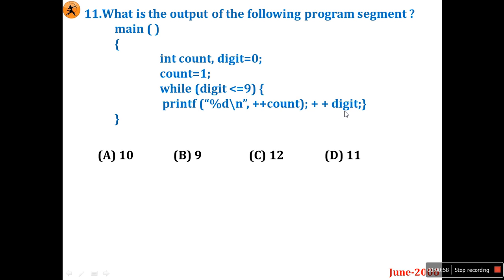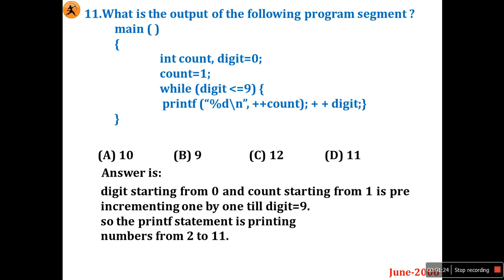Now plus digit. What is your digit? Initially 0, now digit is 1. So go back. This runs from 0 to 9, that means 10 times, but count started with 1 and is pre-incremented, so 2 to 11. Definitely the answer is 11. But look at how it is working.